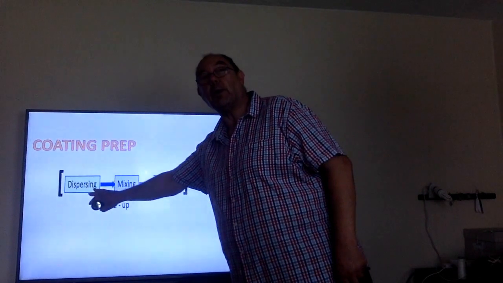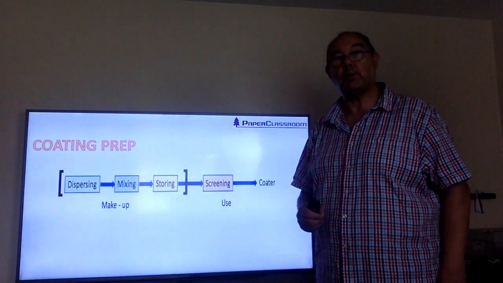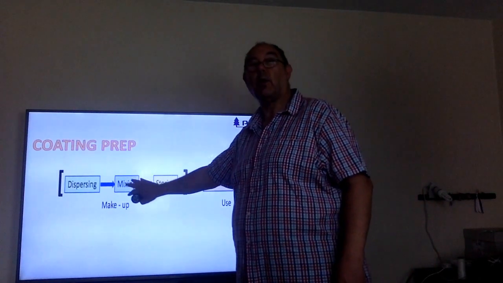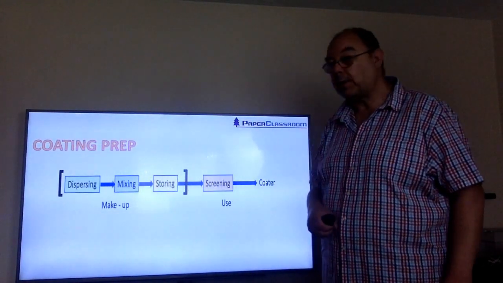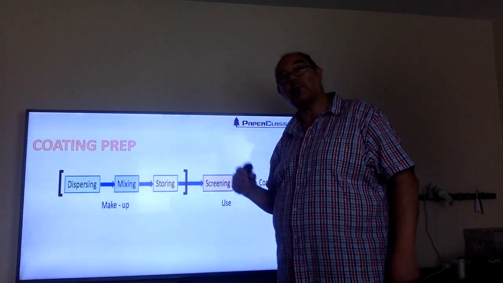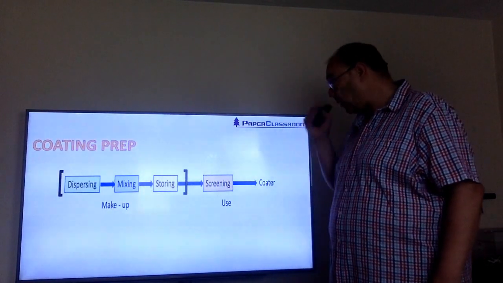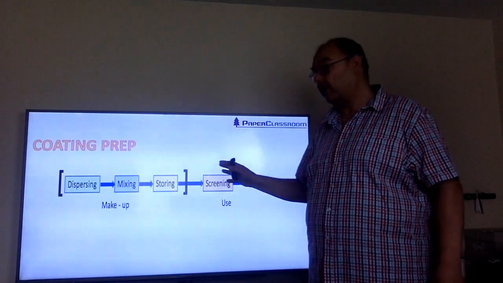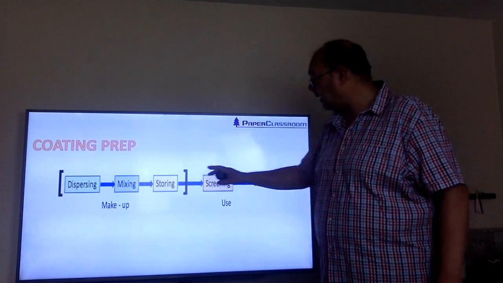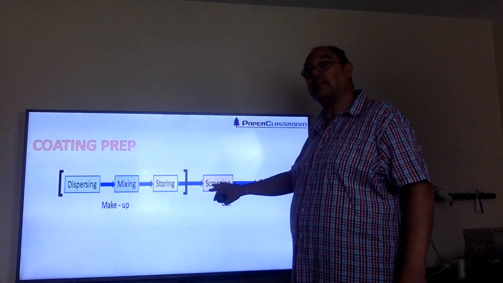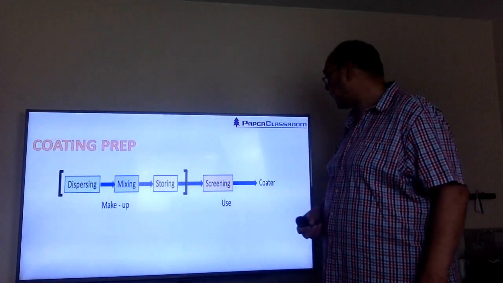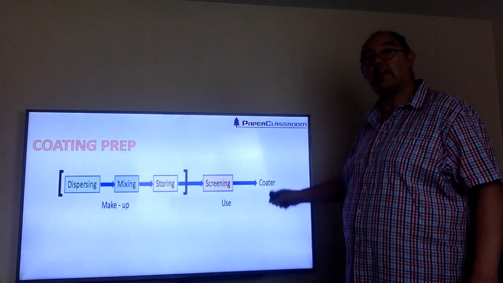We've got to disperse, first of all, high shear dispersion of the pigment particles, low shear mixing of all the other ingredients, and then we need to store it with gentle stirring before we move on to producing the coating. So out of storage, put it through a screen to take out any lumps that didn't disperse properly or may have formed since, and then we send it forward to the coater.